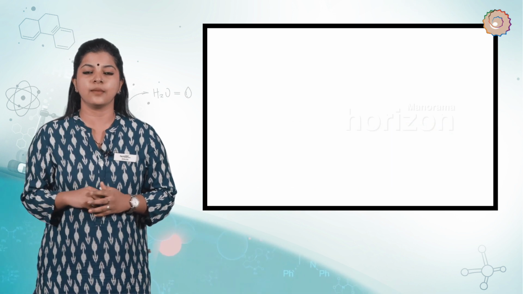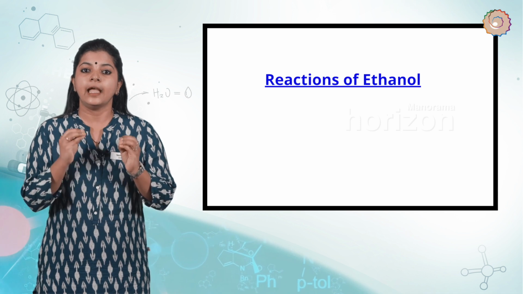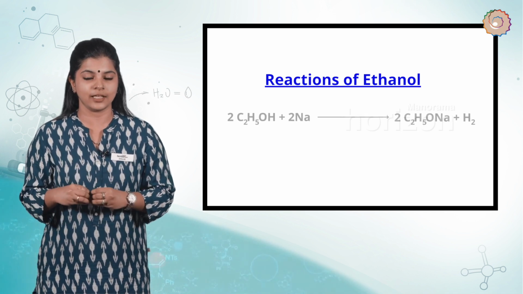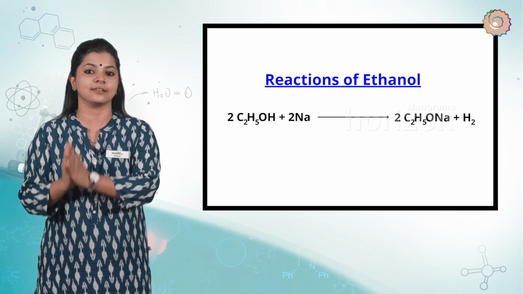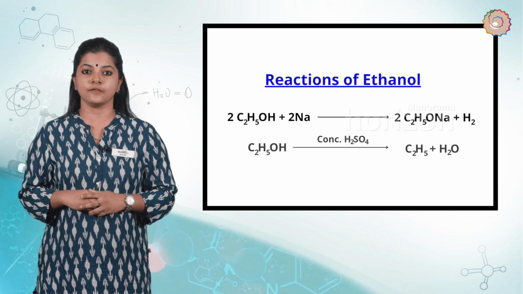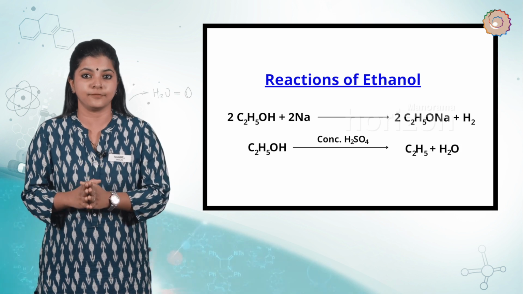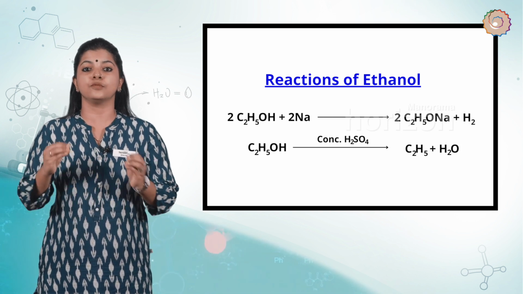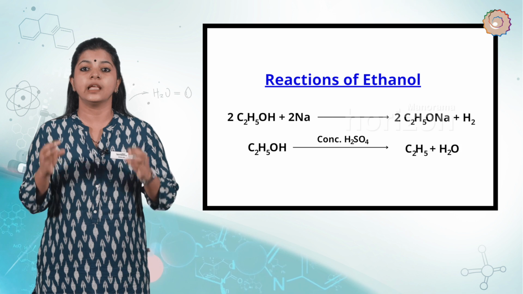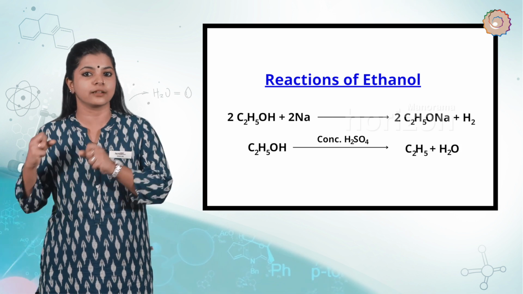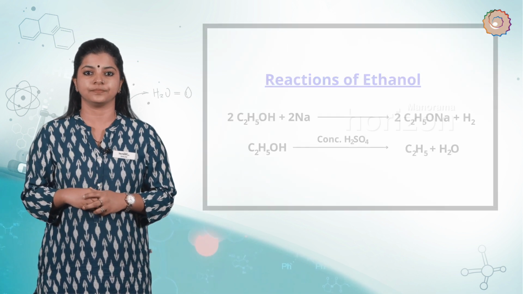Now, here are two chemical reactions of ethanol. The first one is the reaction of ethanol with sodium. Ethanol reacts with sodium to produce hydrogen gas and sodium ethoxide. The reaction supports the acidic character of ethanol. The second reaction of ethanol is with concentrated H2SO4, that is, ethanol reacts with concentrated sulfuric acid at 443 Kelvin to produce ethylene. This reaction is known as dehydration of ethanol because in this reaction a water molecule is removed from the ethanol molecule and that's why it's called a dehydration reaction.